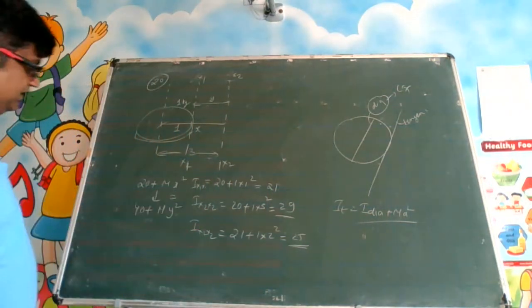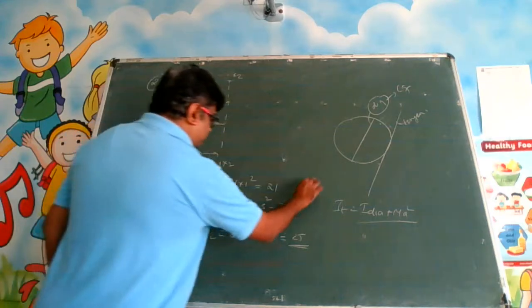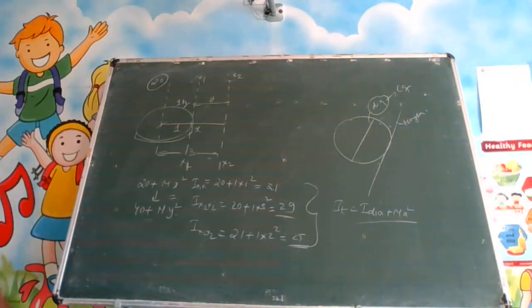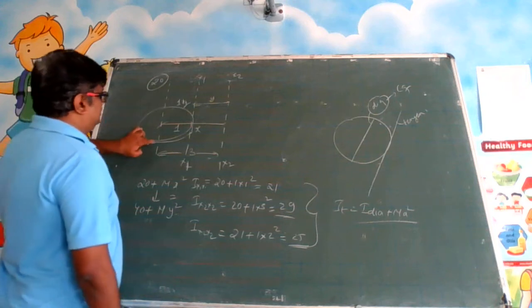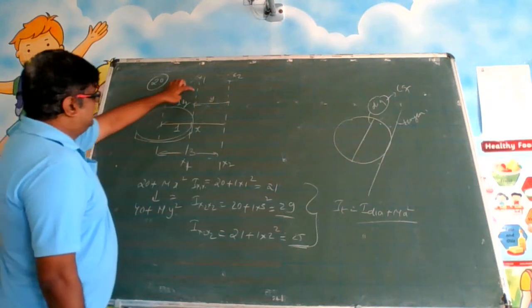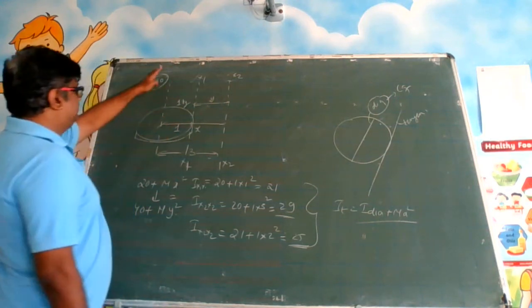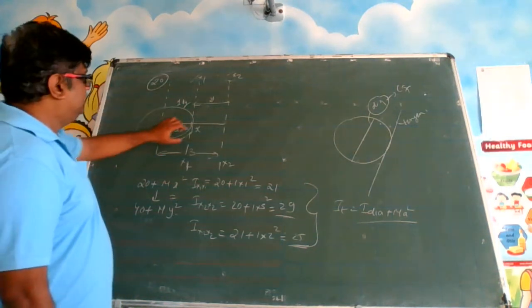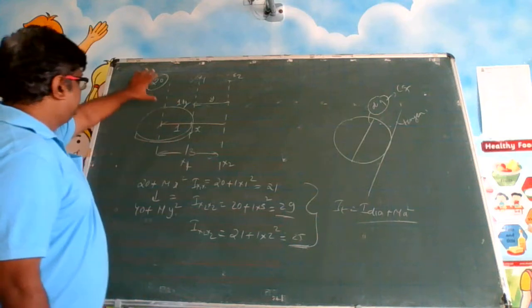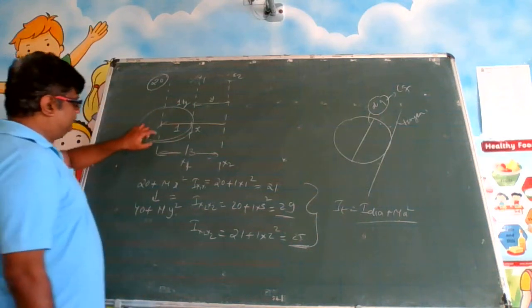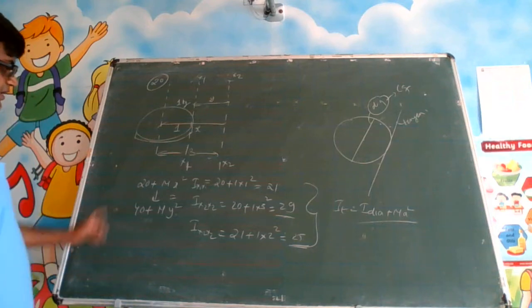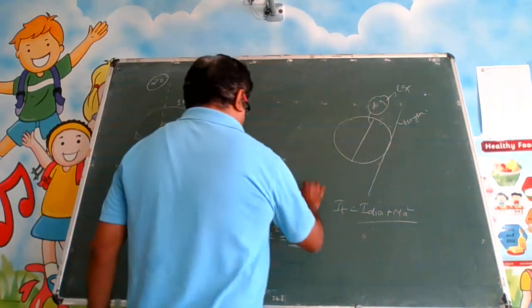Just correct my statement, because this example is proving exactly that. You have to calculate from the CG only. If you are calculating about x1, you have to take CG as the reference: ICG plus m into 1 square. If you are taking x2, you should take CG as the reference, and the distance is 3, so 1 into 3 square. So these two values are right.